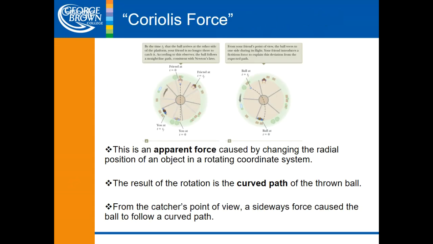Then the other one is Coriolis force, right? So again, you've got this radial motion, and we see Coriolis forces in things like hurricanes and windstorms and all kinds of other things like tornadoes. These forces travel around in a circle, and they give this apparent force by changing the radial position of an object that's rotating in a coordinate system. Again, really, really cool.